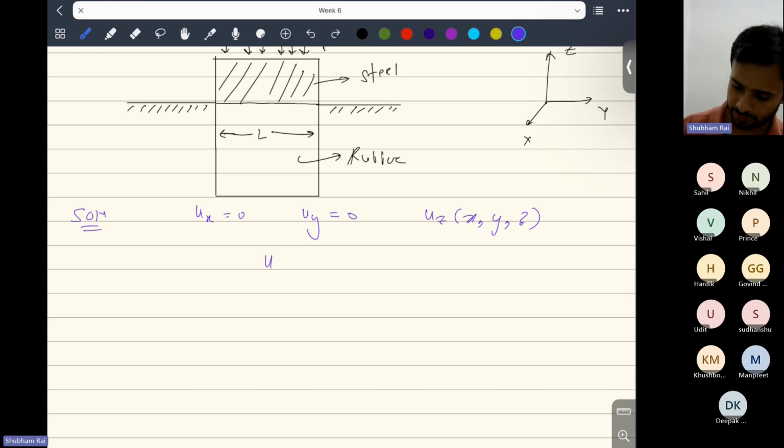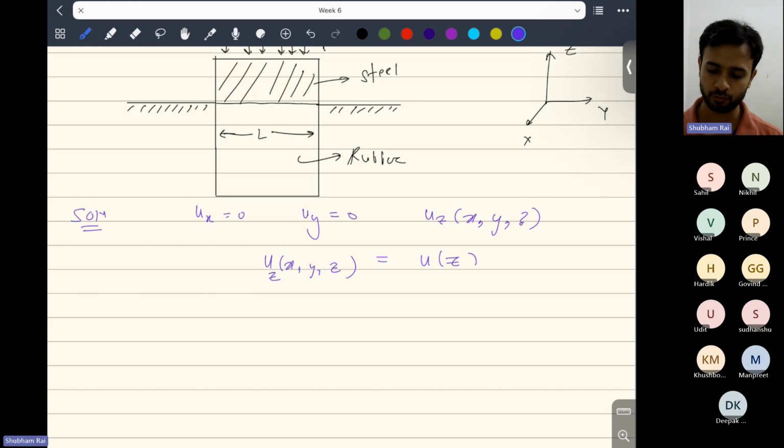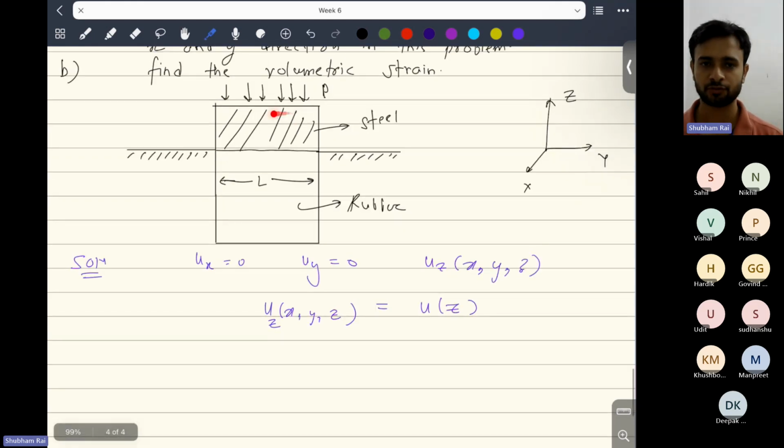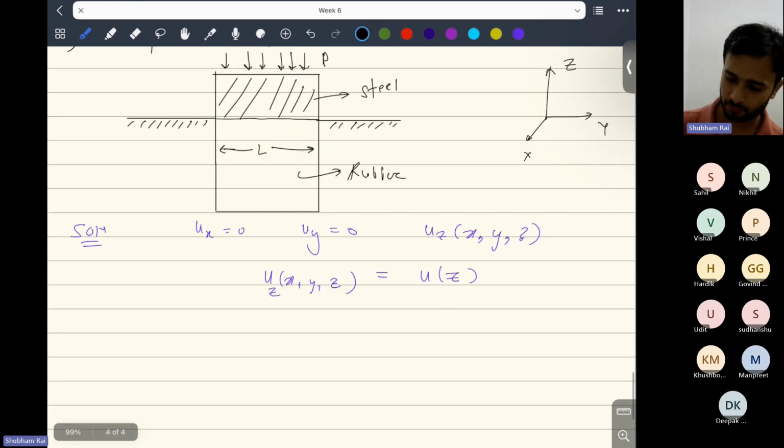I mean, uz will be a function of z only. So we are saying that uz is a function of z, because here the pressure is uniform, it's not varying with x and y. If it varied with x and y, it would introduce some gradient of the displacement with respect to x and y. But here it is uniform, so it will not introduce any gradient. So that's why uz will be a function of z only.